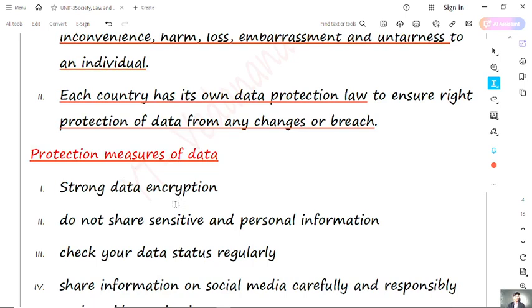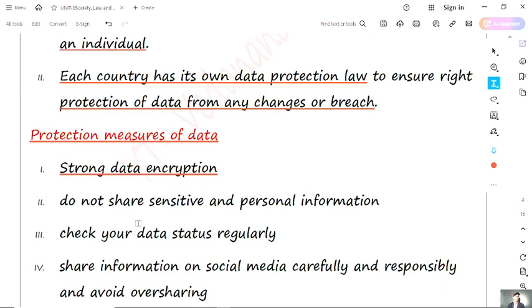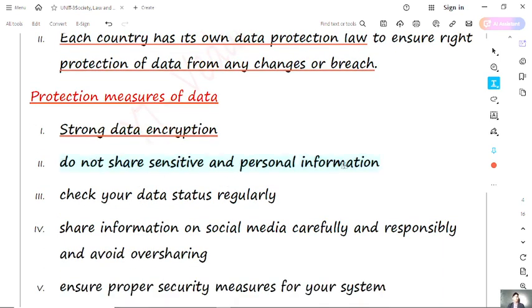Now the next is protection measures for data. What are the data protection measures? First is strong data encryption, meaning our data is encrypted very strongly. Now the next is do not share sensitive and personal information. We should not share sensitive along with personal information about anyone else. Now check your data status regularly.